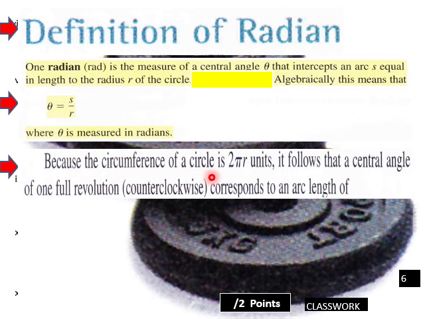Because the circumference of a circle is 2 pi r units, it follows that a central angle of 1 full revolution counterclockwise, like this, corresponds to an arc of length S equals 2 pi r. So 1 full revolution is 2 pi r, which would equal S.